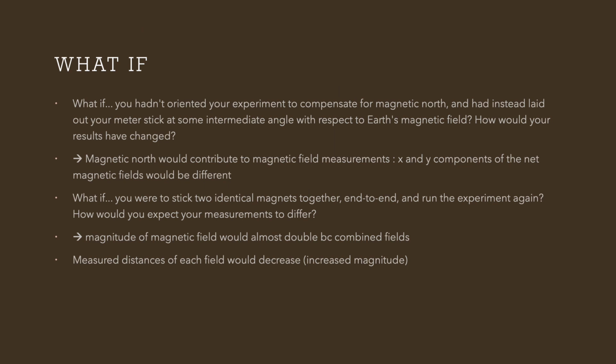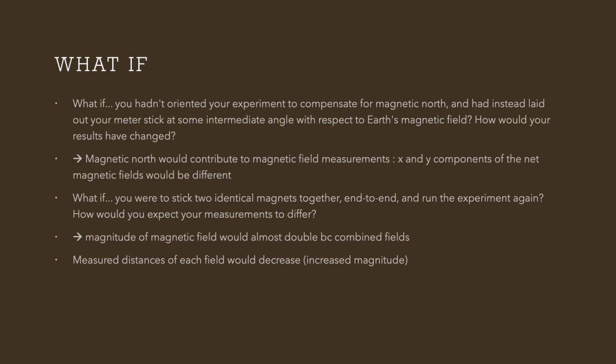For the first what if, if we hadn't oriented the experiment to compensate for magnetic north and instead laid out the meter stick at some intermediate angle with respect to the Earth's magnetic field, the results would have changed because magnetic north would have contributed to the magnetic field measurements, and the X and Y components of the net magnetic fields would be different.